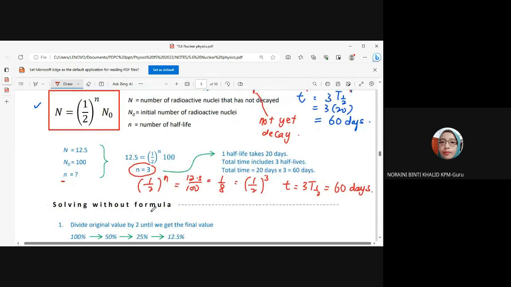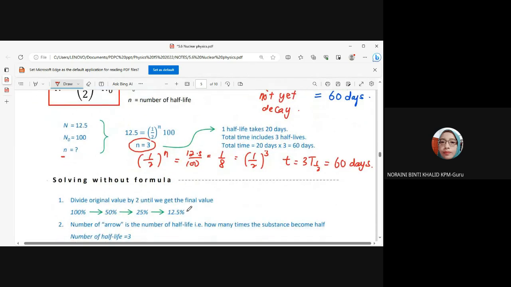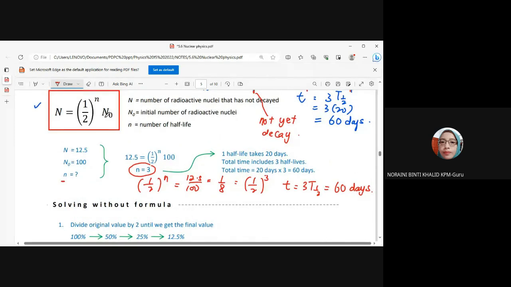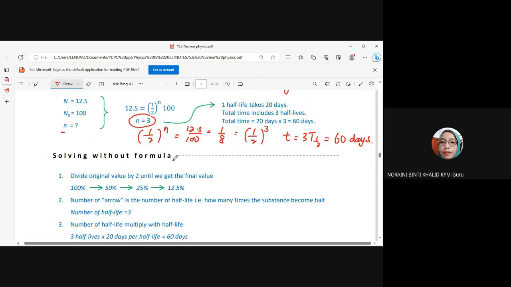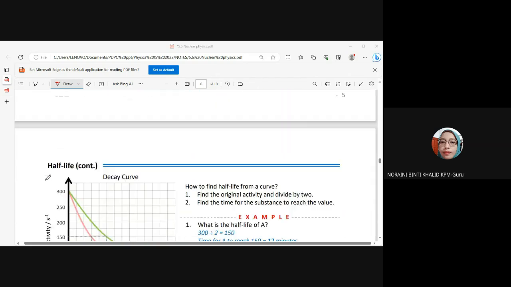Sometimes some questions are not easy to solve by drawing like this. They are easy to solve by using the formula. Any questions? It's quiet. Okay, let's continue.